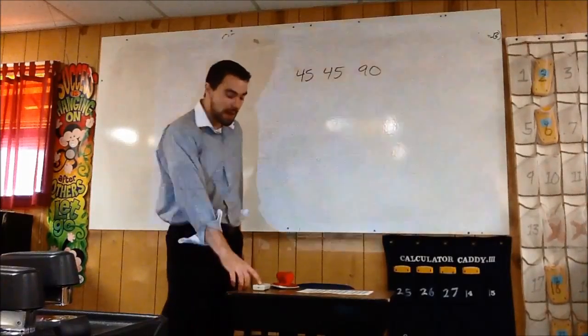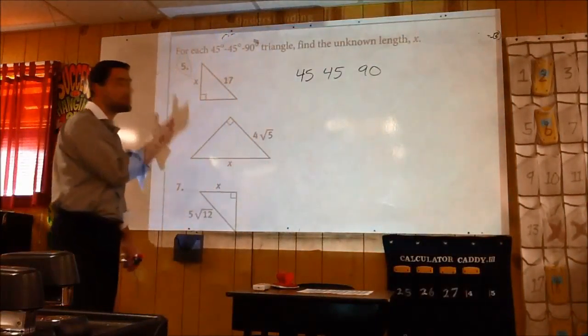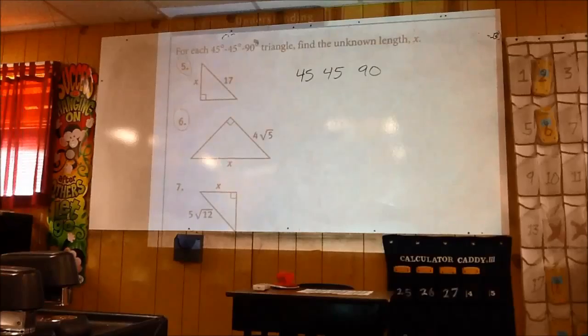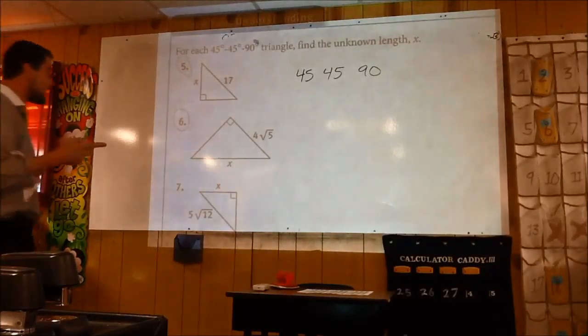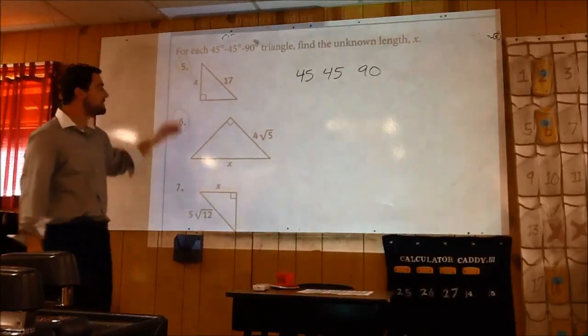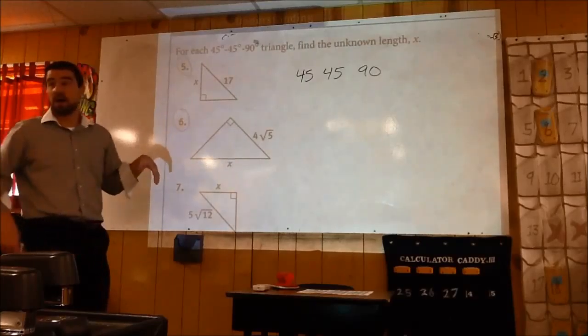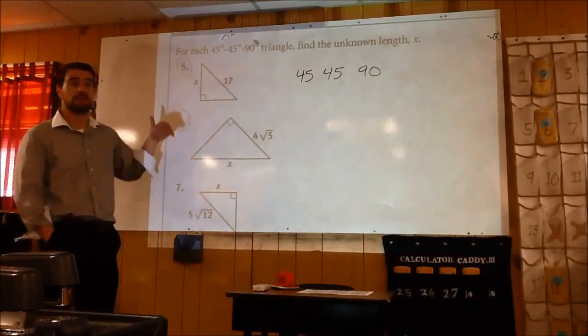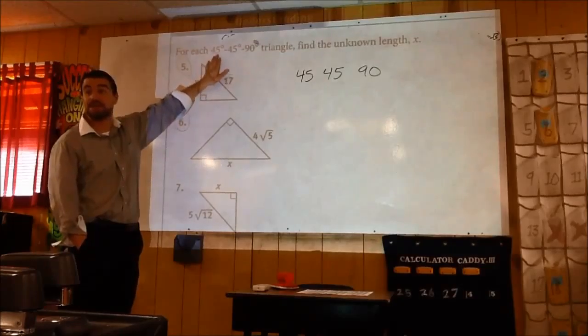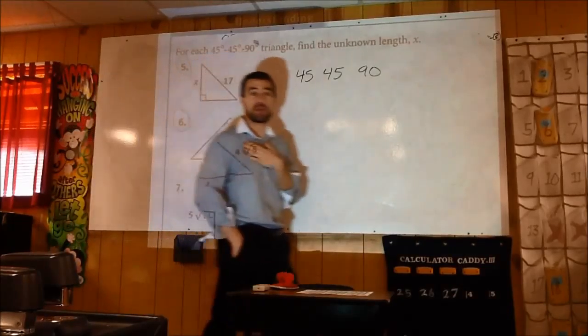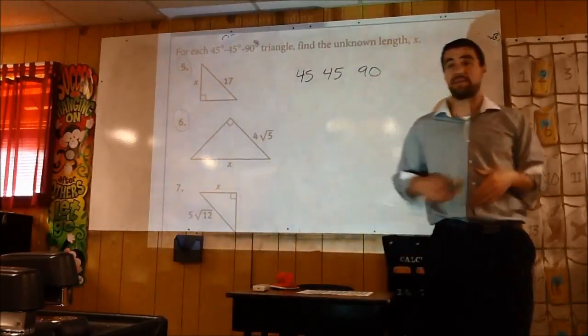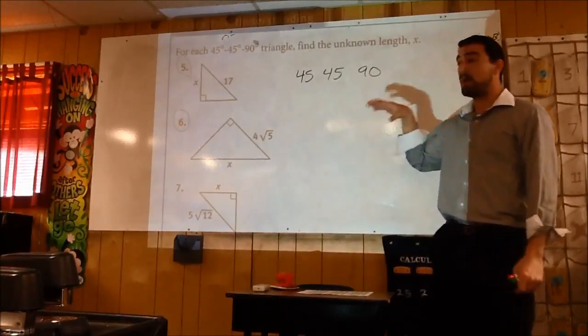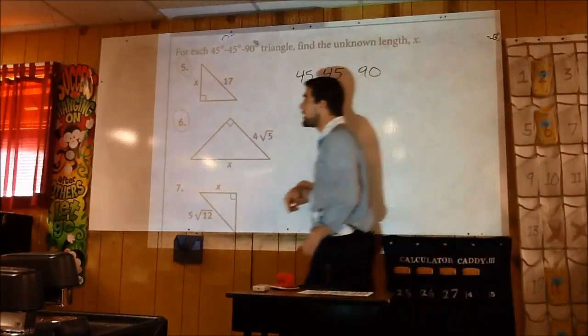So for the first two problems on the SpringBoard page, 293, I assigned number 5 and number 6. Both of these are 45, 45, 90 triangles. We know that because of the instructions. It straight up tells you. However, I'm not going to do that on a quiz or a test. I'm going to have you use your deductive reasoning and figure out what type of triangle you are dealing with.